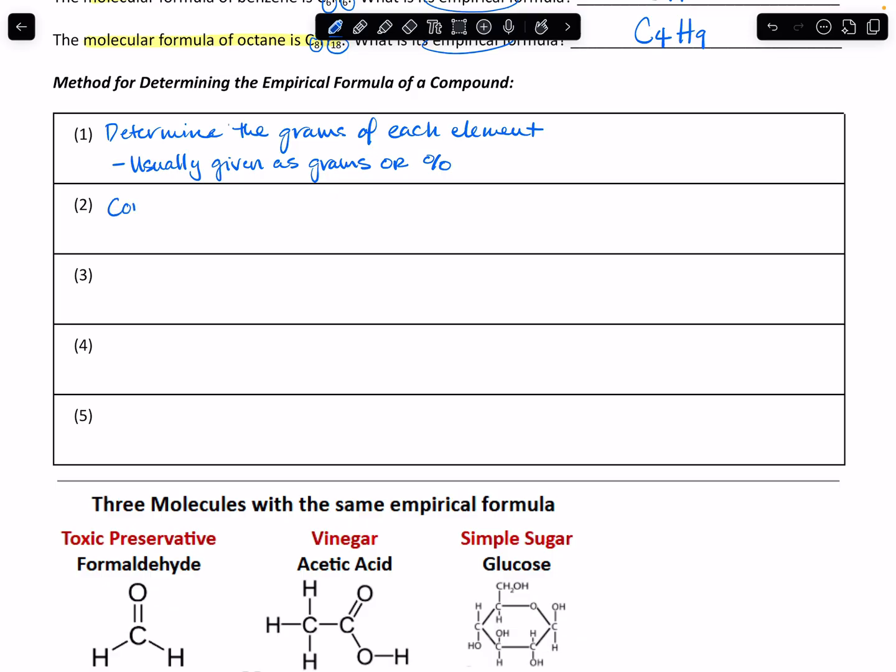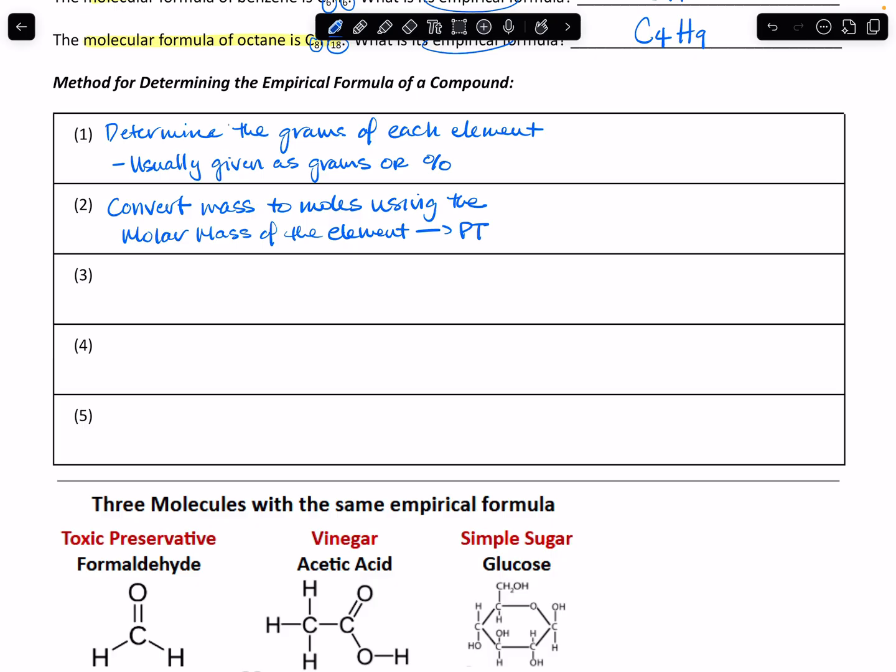Once you have grams, you need to convert that mass to moles using a mole conversion with molar mass. So you need the molar mass of the element. And where would you find that, you say? Well, you're going to go look at the periodic table. That's where we're going to find that molar mass. All right, so now we've got moles of everything.